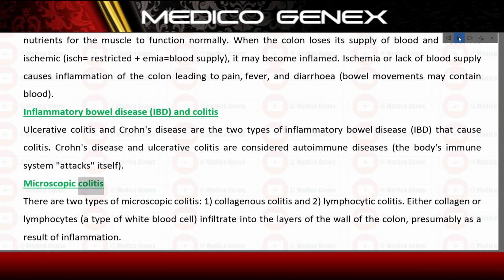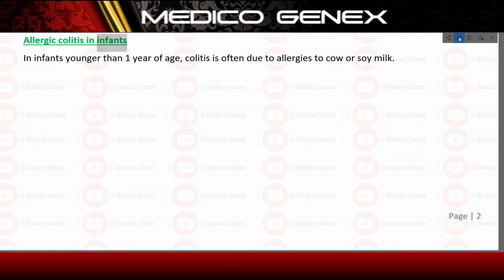Microscopic colitis. There are two types of microscopic colitis, 1. Collagenous colitis and 2. Lymphocytic colitis. Either collagen or lymphocytes, a type of white blood cell, infiltrate into the layers of the wall of the colon, presumably as a result of inflammation. Allergic colitis in infants. In infants younger than 1 year of age, colitis is often due to allergies to cow or soy milk.